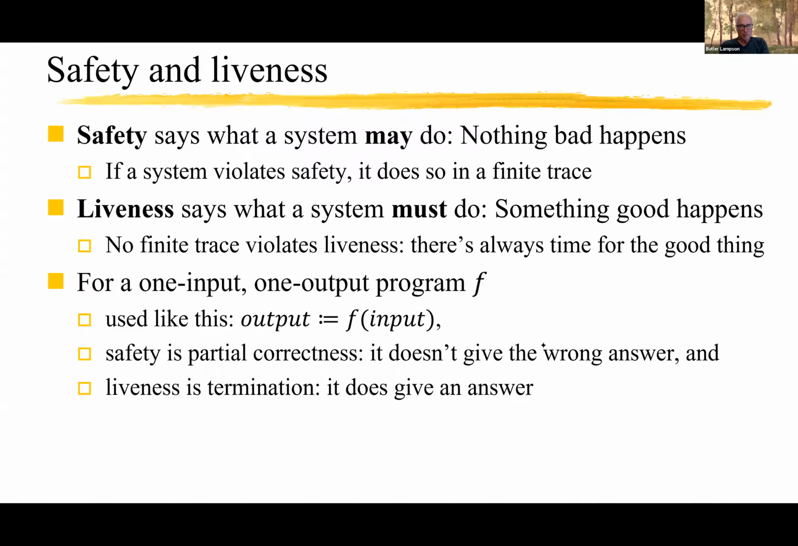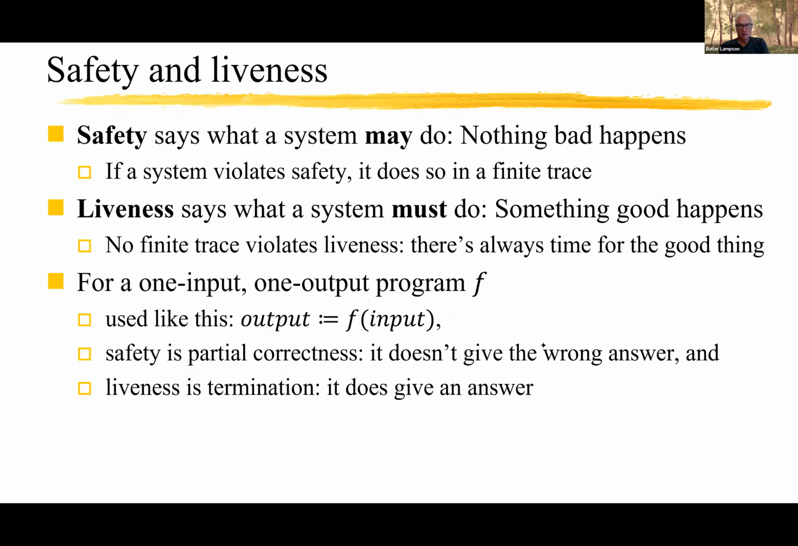Okay, the other basic high-level thing to know about writing specs in this style is the difference between safety and liveness. So safety tells us what the system is allowed to do, in particular that nothing bad happens. If a system violates safety, it does so by doing something bad at some definite point, that is, in a finite trace. Liveness says what the system has to eventually do. Or to put it another way, it says that something good eventually happens. And in general, no finite trace can violate liveness, because there always could be more transitions in which the good thing happens.